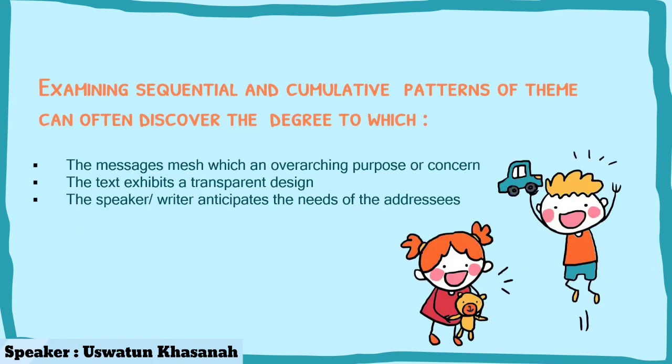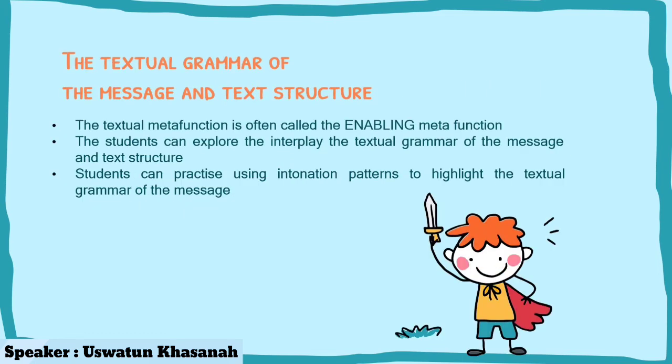Next is about examining sequential and cumulative patterns of theme, which can often discover the degree to which the message meshes with an overarching purpose or concern. The second is the text exhibits a transparent design, and the speaker or writer anticipates the needs of the addressees. And then the next is the textual grammar of the message and text structure. The first is the textual metafunction, often called the enabling metafunction, and the students can explore the interplay of the textual grammar of the message and text structure. And the third is students can practice using intonation patterns to highlight the textual grammar of the message.